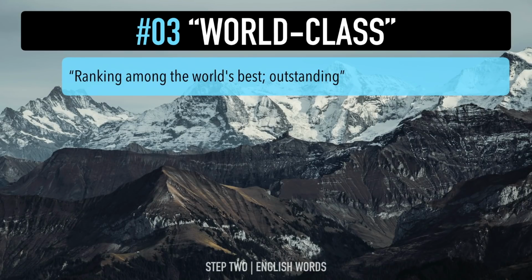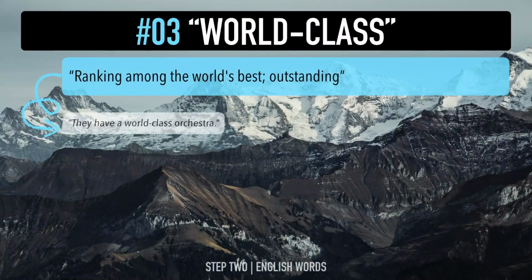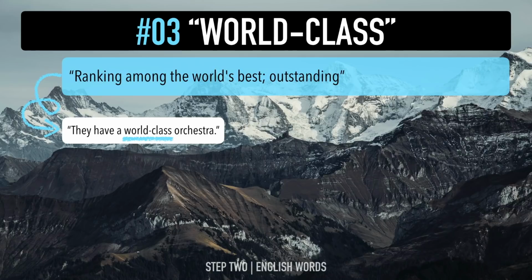It says ranking among the world's best or outstanding. We say this when we want to say something was out of this world. Amazing. We can say world class. So let's see some example sentences. Here we go. They have a world class orchestra.